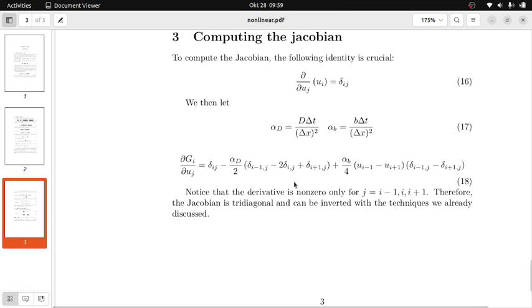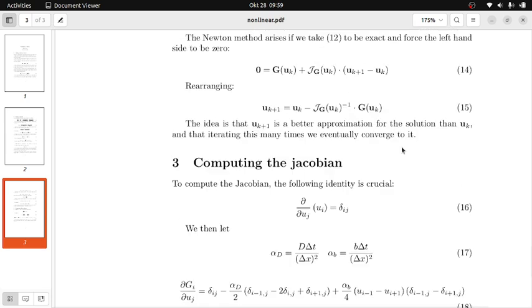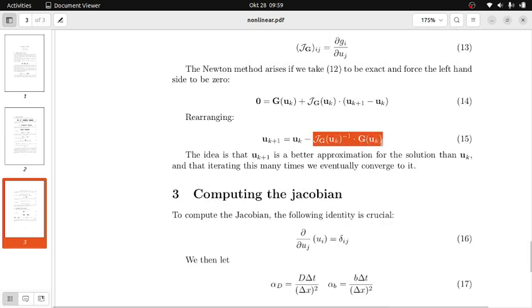So here you see this property that the only terms where this is not 0 is when j equals i minus 1, i, or i plus 1, and this is essentially the definition of a tridiagonal matrix. So we see here that the Jacobian is a tridiagonal matrix, and so we can evaluate this problem by solving a linear system very, very efficiently.